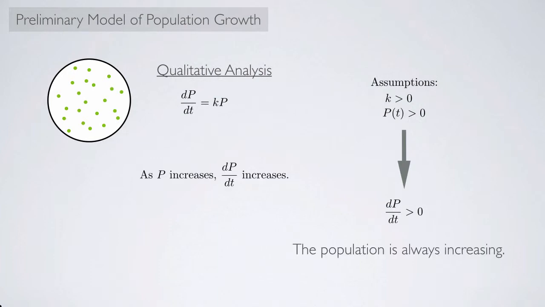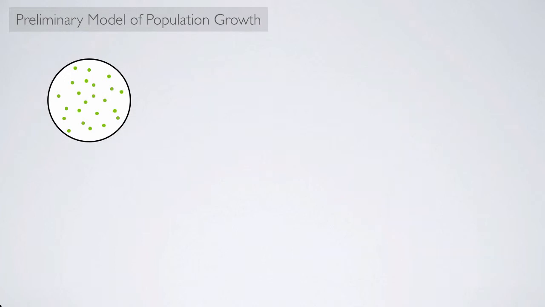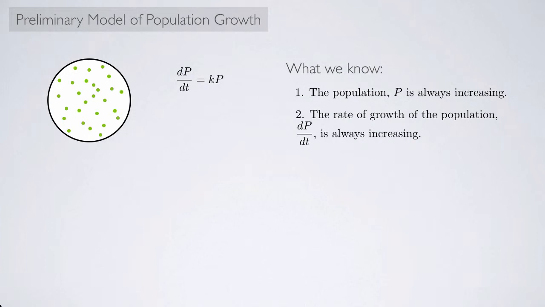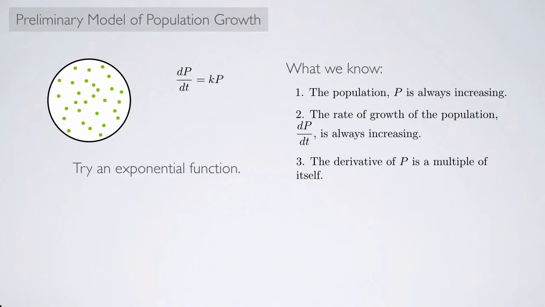And furthermore, as P increases, dP/dt increases. So not only is dP/dt positive, but it's also increasing. So we know that the population P is always increasing. We know that the rate of growth of the population, dP/dt, is also always increasing. And if you look at the differential equation here, the derivative of P has to be a multiple of itself. Well, what kind of function has these properties, where we have a derivative and we get a multiple back of itself? And if you think about it, an exponential function seems to make sense here.